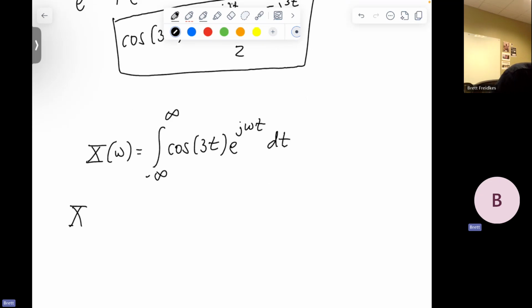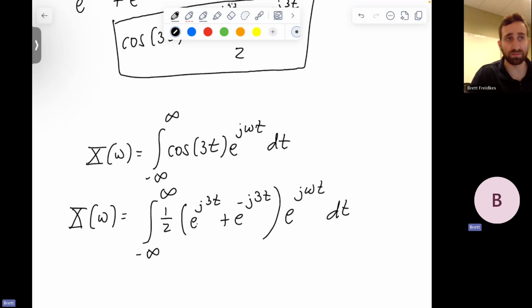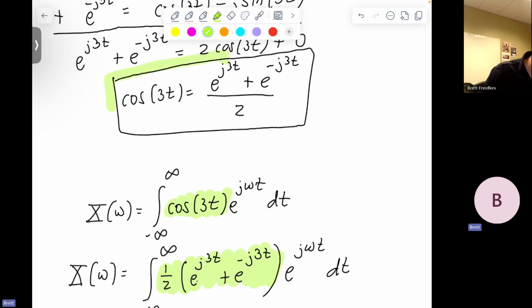So X of omega is going to be the integral from negative infinity to infinity. And now I'll plug in this expression, e to the j 3t plus e to the minus j 3t, times e to the j omega t dt. And just a reminder that this is the same as this. That's what we just saw up here.